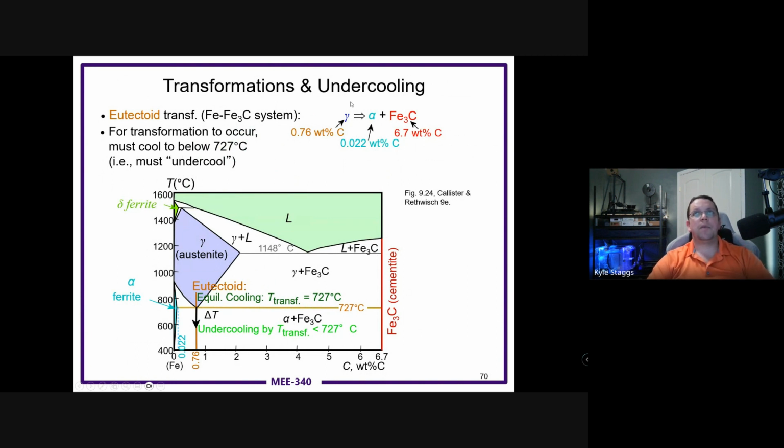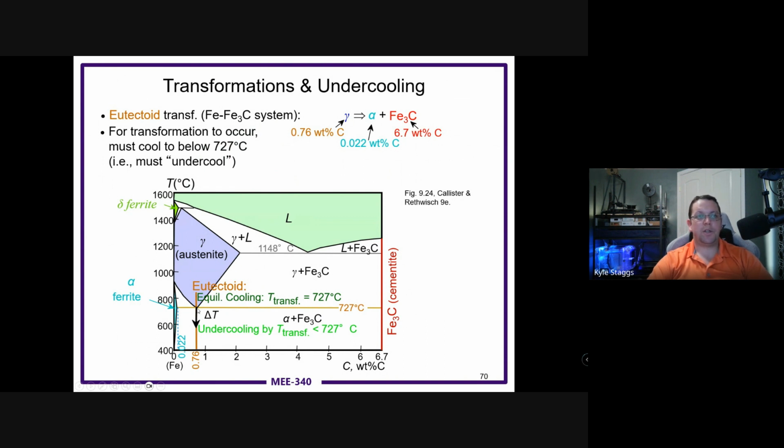Another thing that can happen is called undercooling. So undercooling is being below this range for a much longer point in time. So the equilibrium, or equilibrating conditions, are above the 727. The undercooling is anything below that.